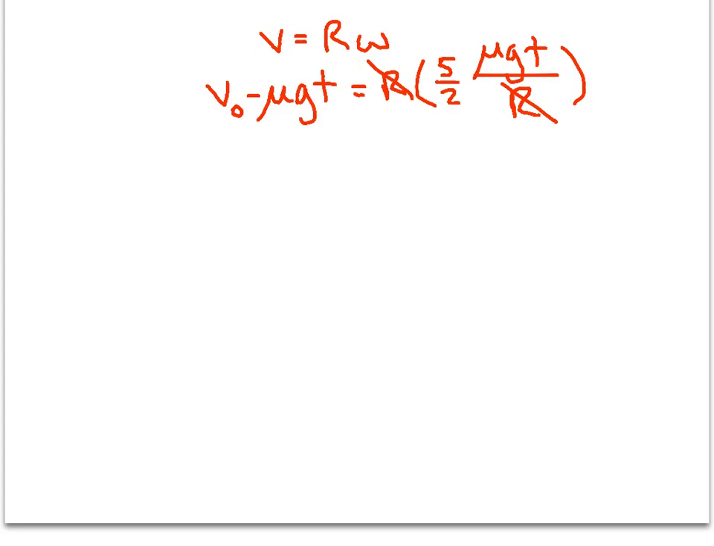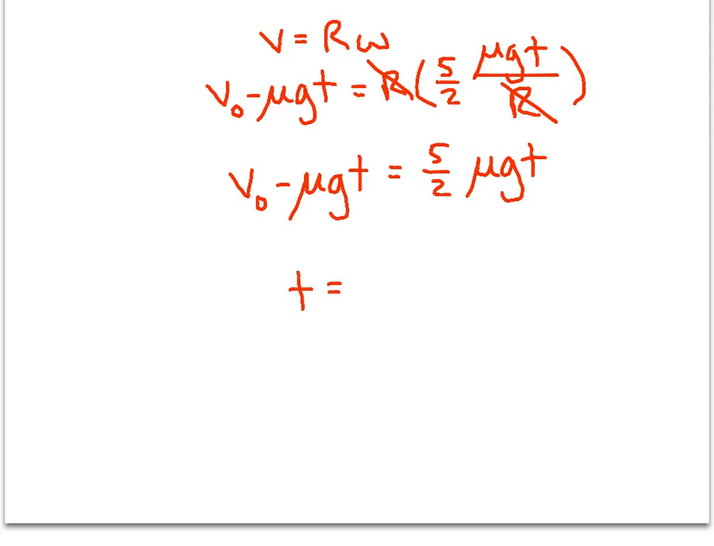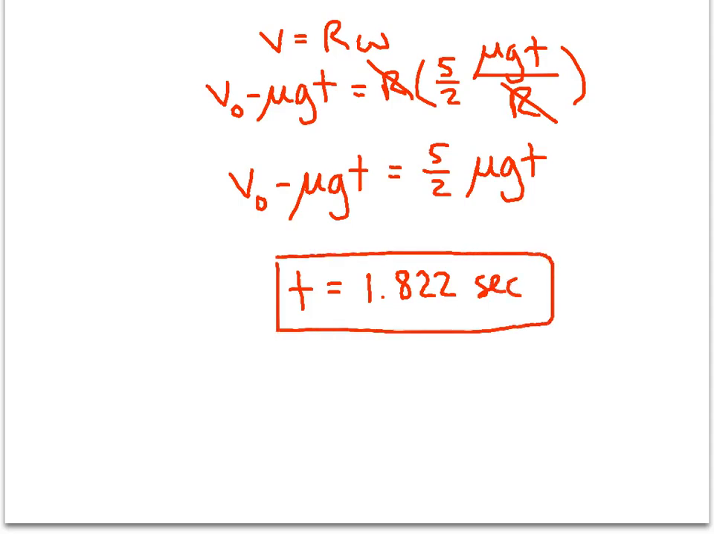And then we can rewrite this a little bit. So we'll have v naught, which we know, minus mu gt equals 5/2 mu gt. If we rearrange, solve for t, plug in the numbers that were given in the problem, you're going to end up with t equals 1.822 seconds. Once you have the amount of time, then you could find how far it goes down the lane, or you could find what its velocity is when it finishes, just using kinematic equations.